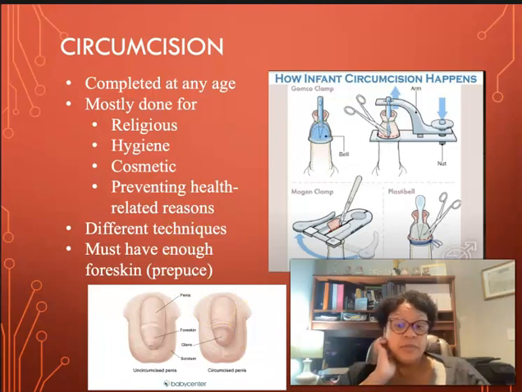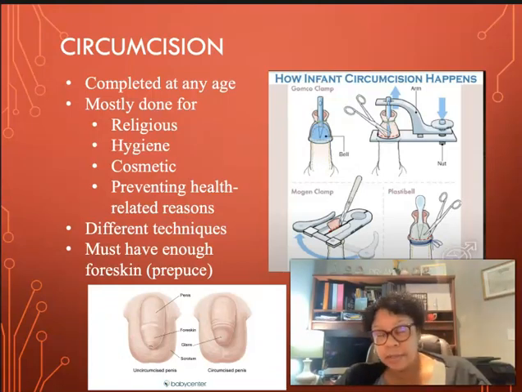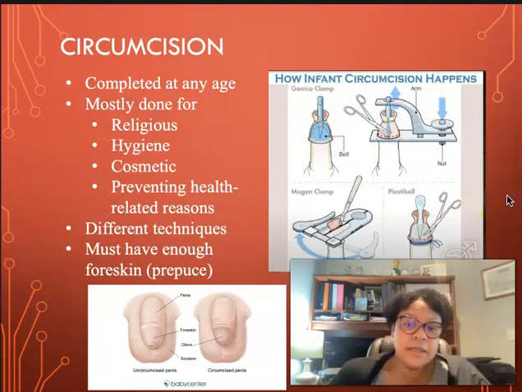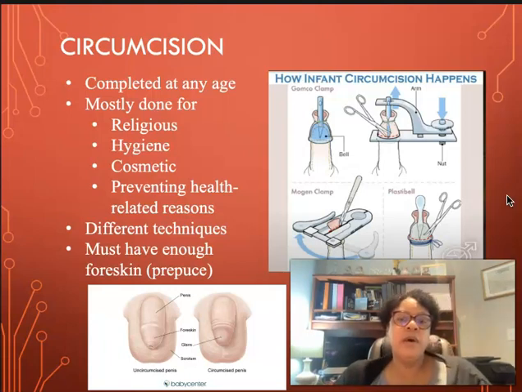There are some conditions that can happen if a child does not have circumcision done. It puts them more at risk. One of them is they can actually get adhesions, the UTIs and so forth. So sometimes they just do it because of that. Now, in order for a circumcision to be done, they have to have enough foreskin. If a child has a condition where they don't have enough foreskin, then it's going to have to be delayed. At the top, you don't need to know this, but there are several different methods of doing a circumcision, and I believe I have a video for you as well.